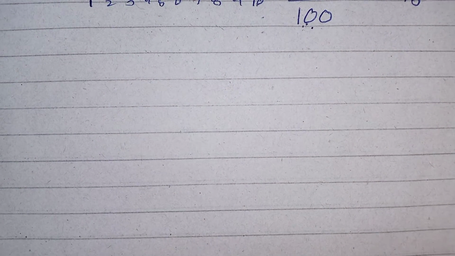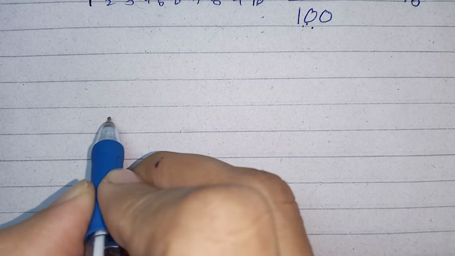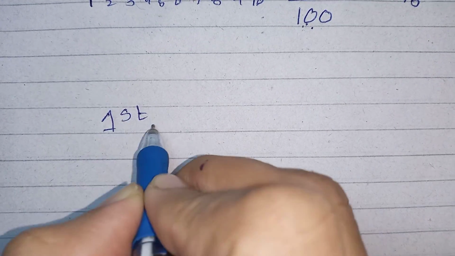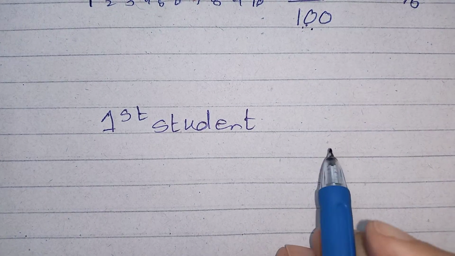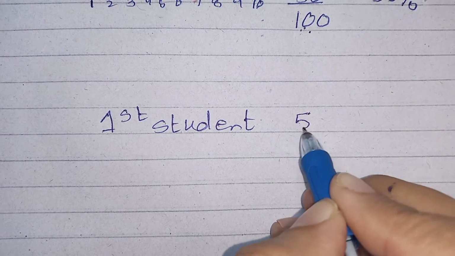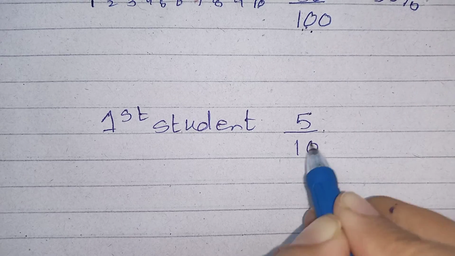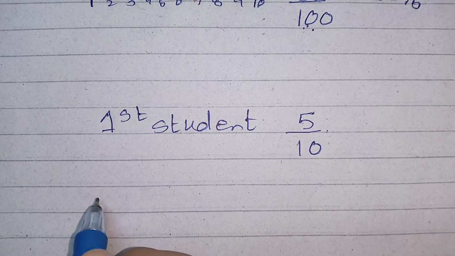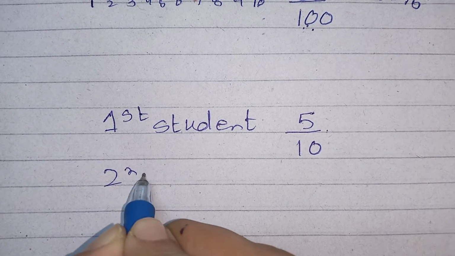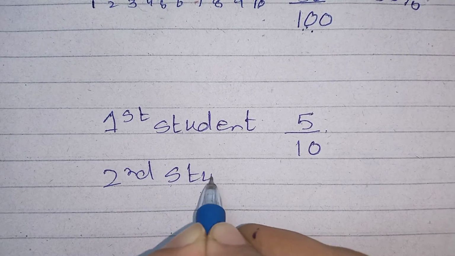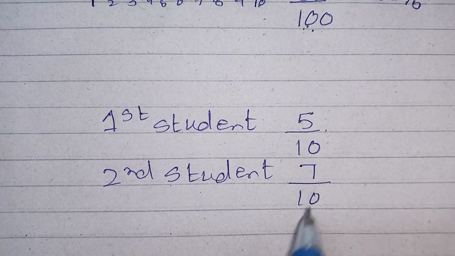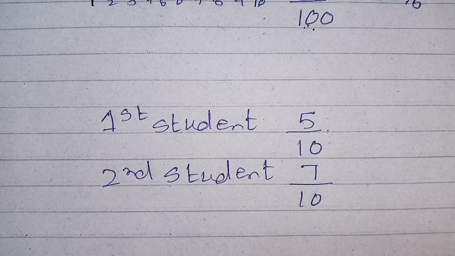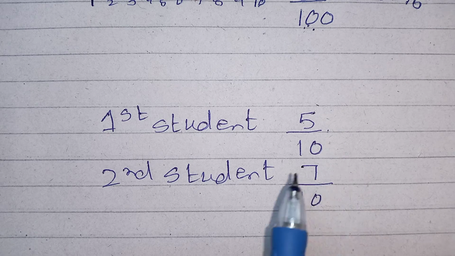For example, there are two students. The first student got, in a test, 5 over 10 marks, or 5 out of 10 marks, and the second student got 7 out of 10 marks, which we write as 7 upon 10. Now it is required to represent these fractions in percent form.